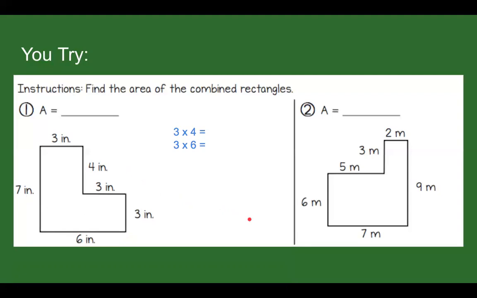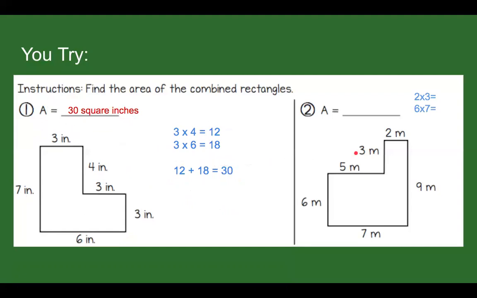Okay, so for 3 times 4 and 3 times 6, you should have got 12 and 18. And then the last step would be to add 12 plus 18, and you should get 30 square inches as your final answer. 30 square inches.